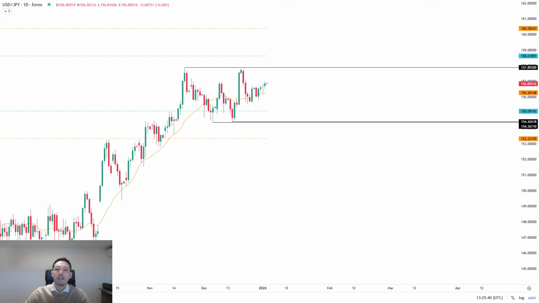Next is US dollar yen. Now, although I have a bearish bias in the dollar, when we go through the portfolio selection shortly, what you'll see is that the yen is actually even weaker than the US dollar.